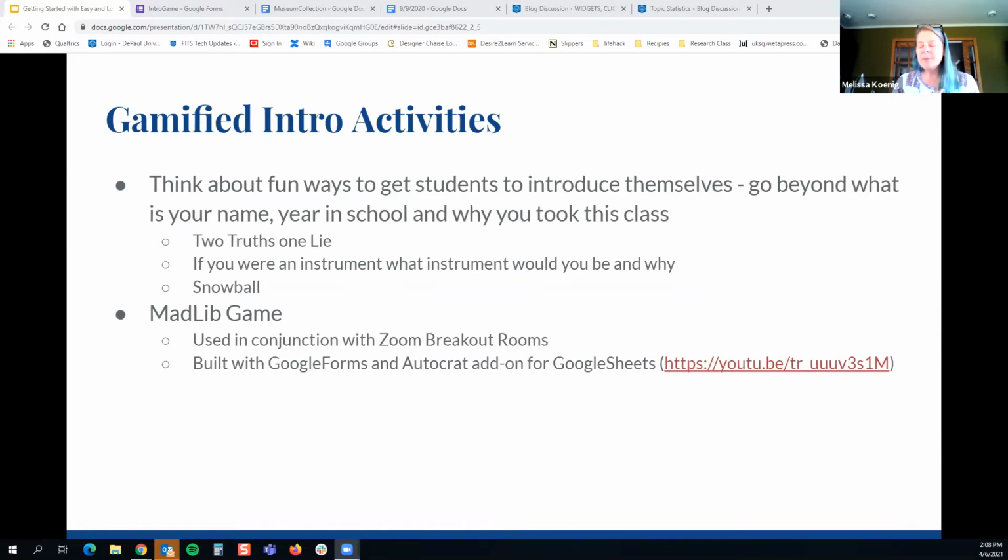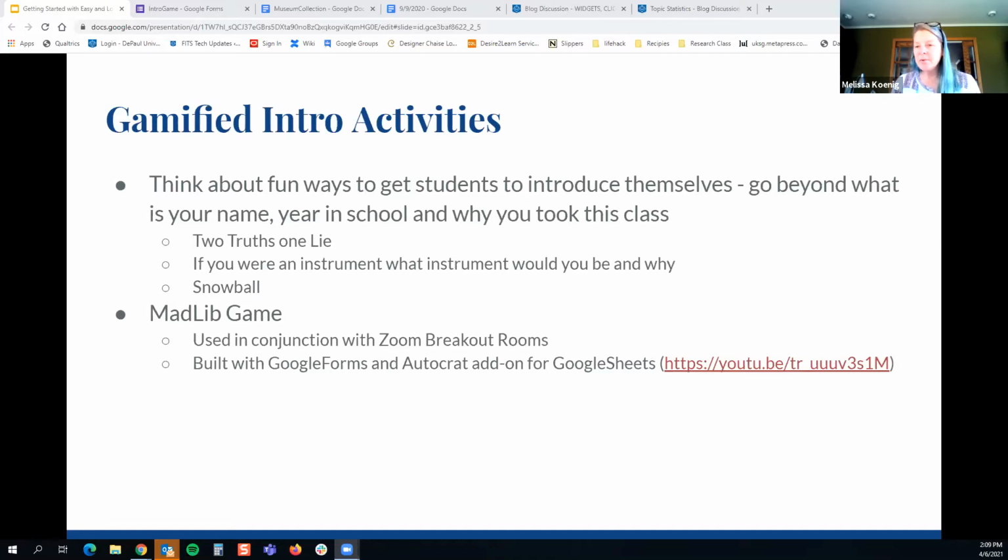There's a bunch of different ways that you can gamify introductory activities, and some of these I think are pretty well known, so I don't want to spend a lot of time on them, but thinking about fun ways to get students to introduce themselves to the class that really go beyond who are you, why did you take this class, and what's your major, right? Especially when you're talking about students that are maybe never going to see each other in person, finding ways to get them to start to build community and engage with each other.